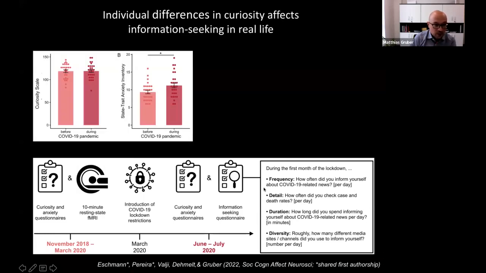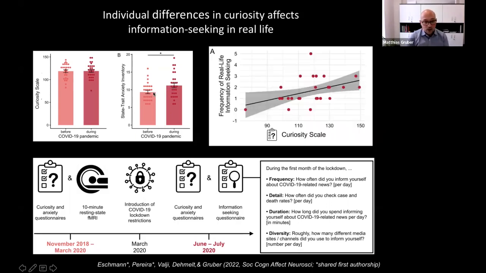What we found first behaviorally is that if we compare the curiosity scales before and during the pandemic, curiosity did not really change, which is what you would expect if you think that curiosity is a stable personality trait. But as predicted, as other studies have shown, anxiety did increase during the pandemic compared to pre-pandemic levels. And we found that this general level of curiosity a person has predicted the overall frequency of real-life information seeking. So you can see here, people who are generally more curious in life inform themselves more often.